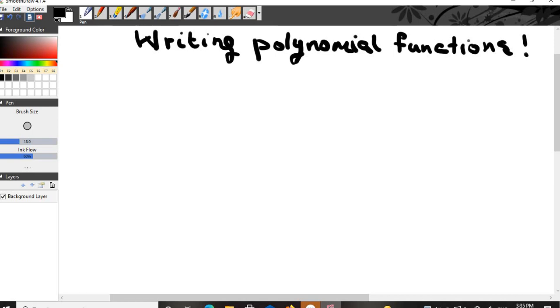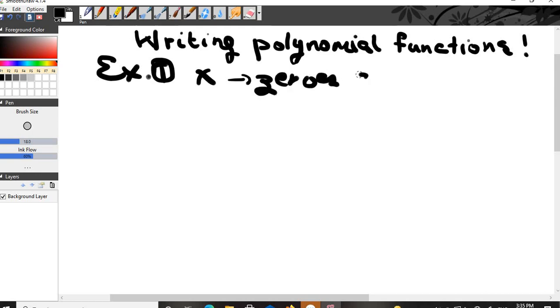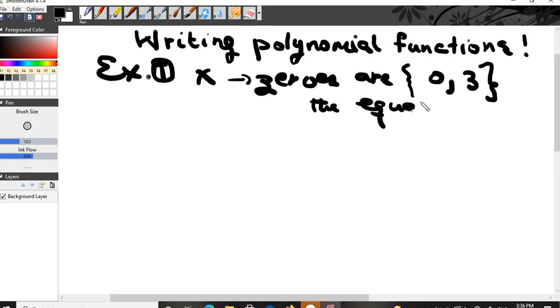Today we're going to learn writing polynomial functions when given the zeros. For example 1, we are given the zeros of x: 0 and 3. We are asked to find the general equation for this function, the equation of the polynomial. So we must find the equation of the function.